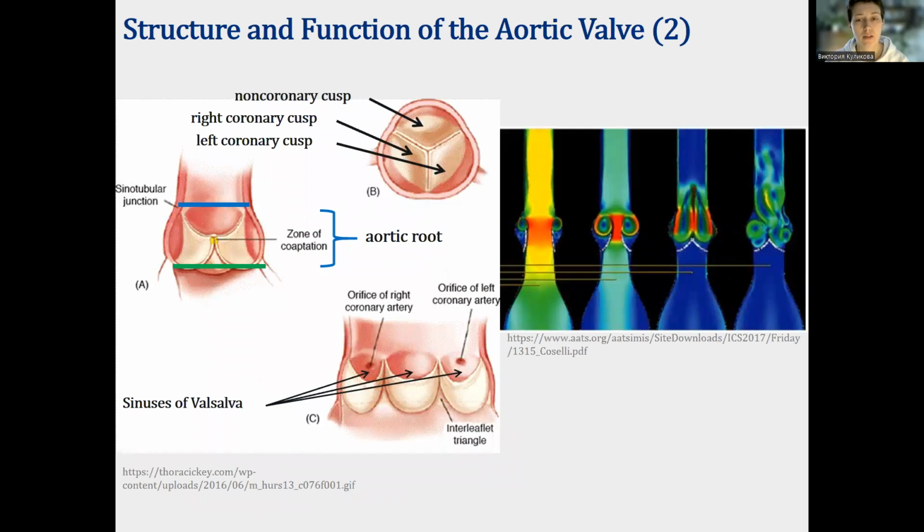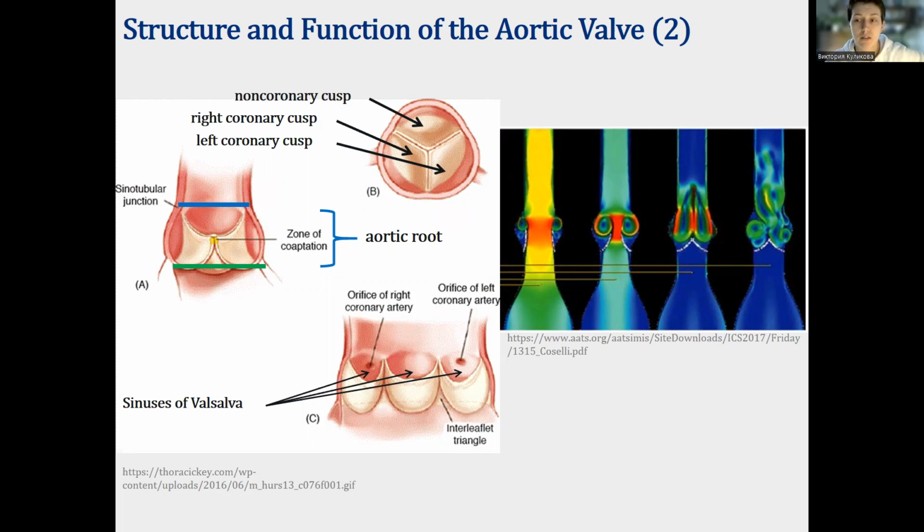Here is the normal anatomy of the aortic valve and aortic root on the left picture. The root extends from the basal attachments of the aortic valve leaflets, the green line on the picture, to the sinotubular junction, the blue line on the picture. The aortic valve has three cusps: non-coronary, right coronary, and left coronary. According to the three cusps, there are three sinuses, or sinuses of Valsalva.